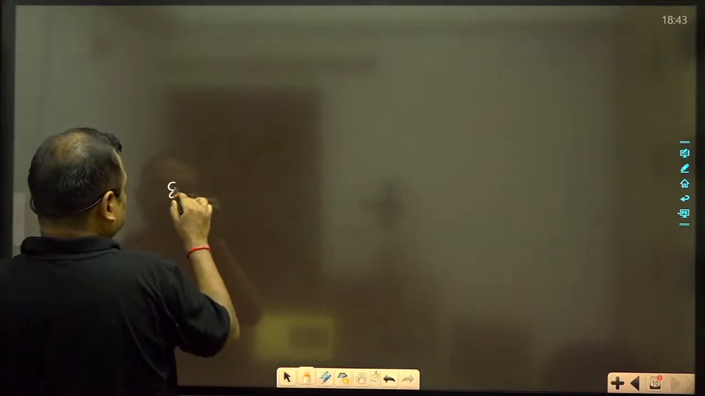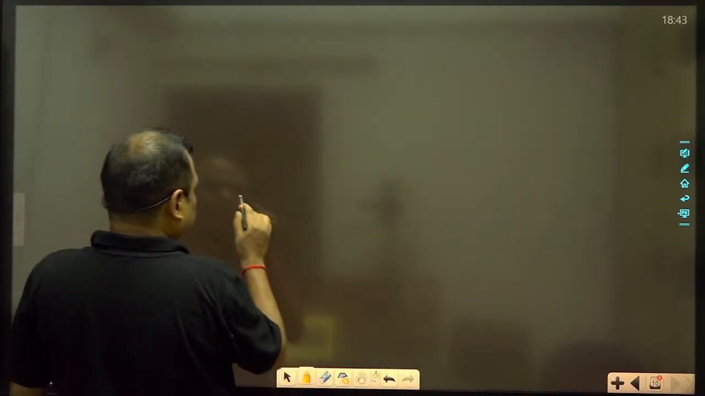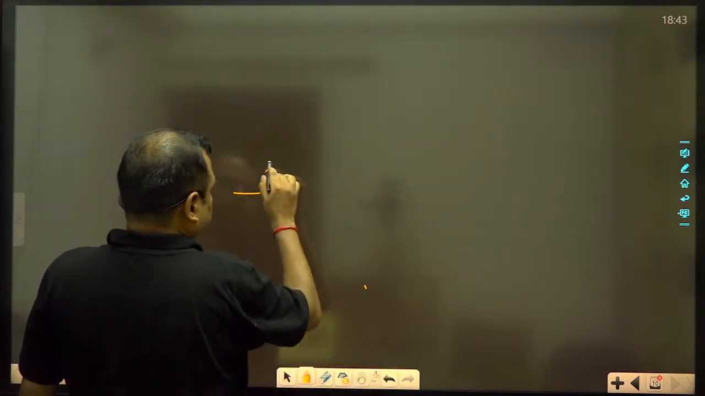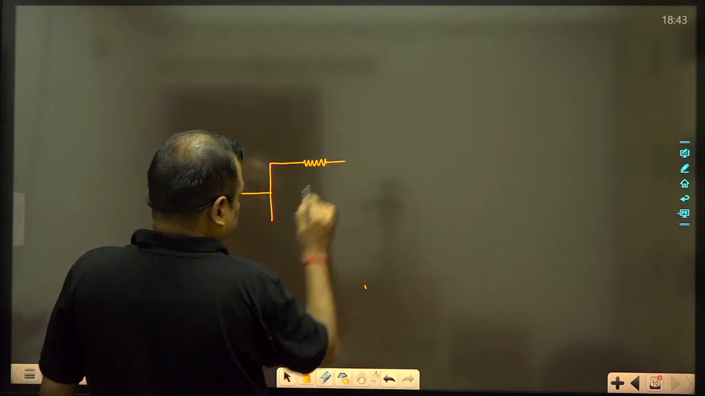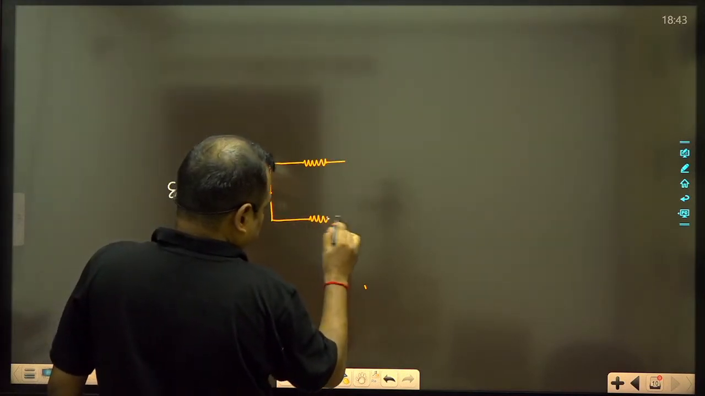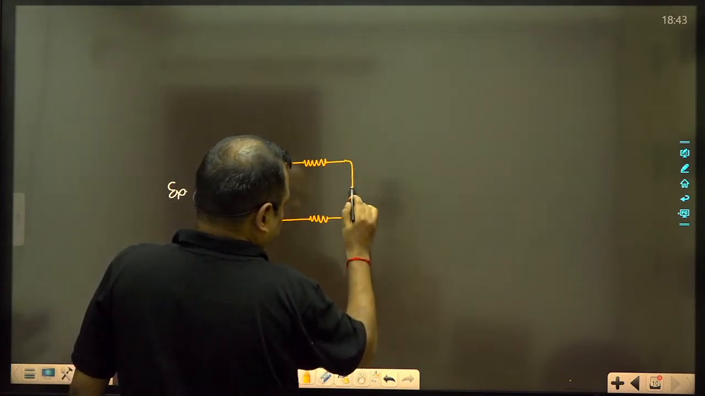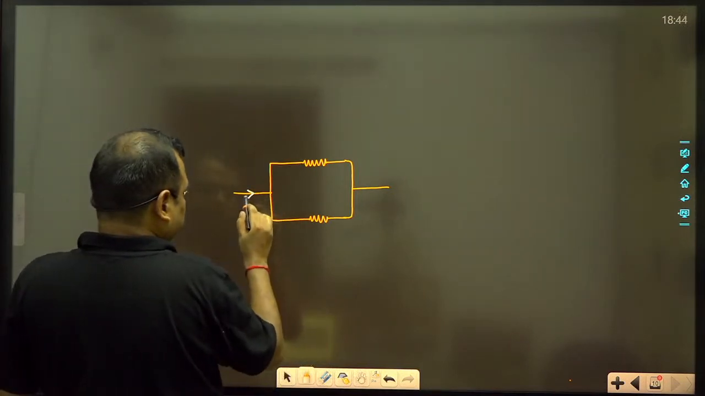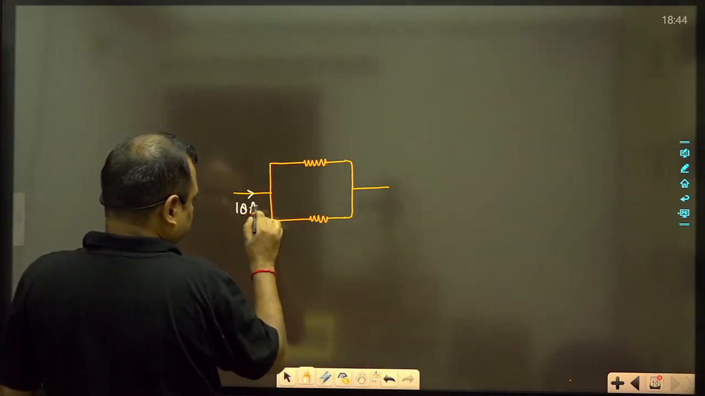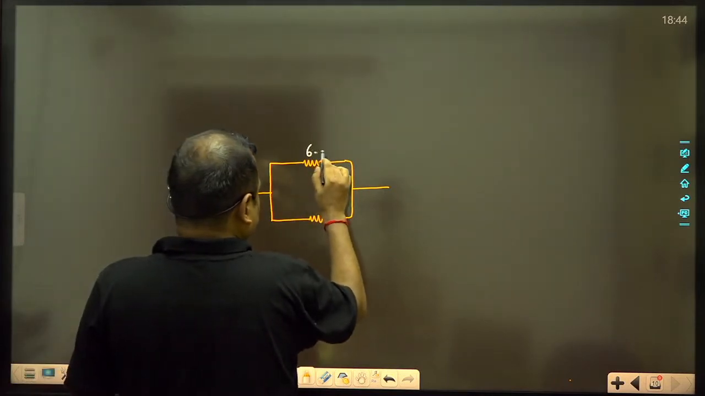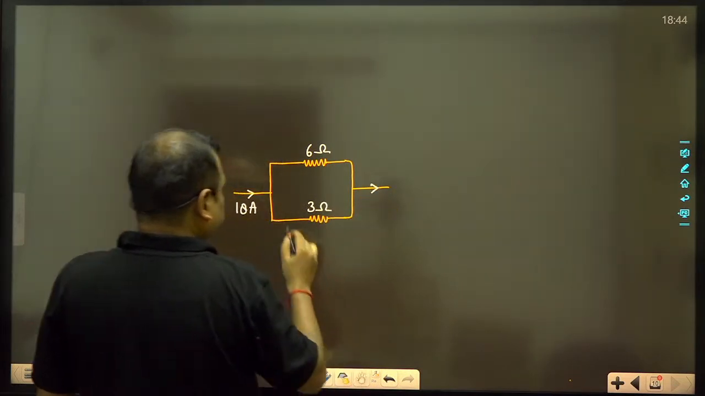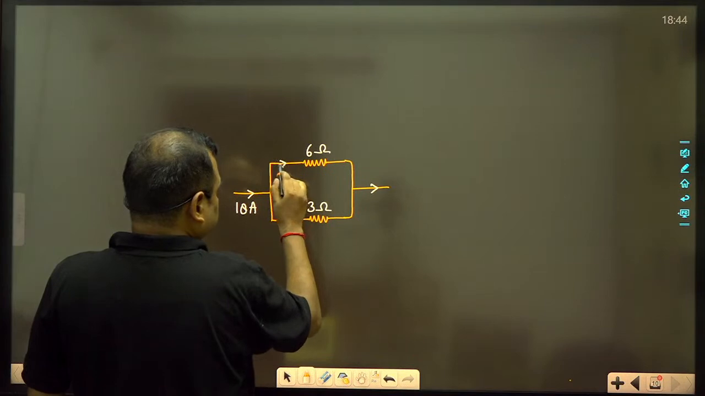Now I will give you some more questions. Suppose that a question I'm giving you, you will have to find out the value of, suppose that this is the value of 18 ampere. Okay, and this is 6 ohms, and this is 3 ohms. Okay, so now please tell me what will be the value of the current in this branch.